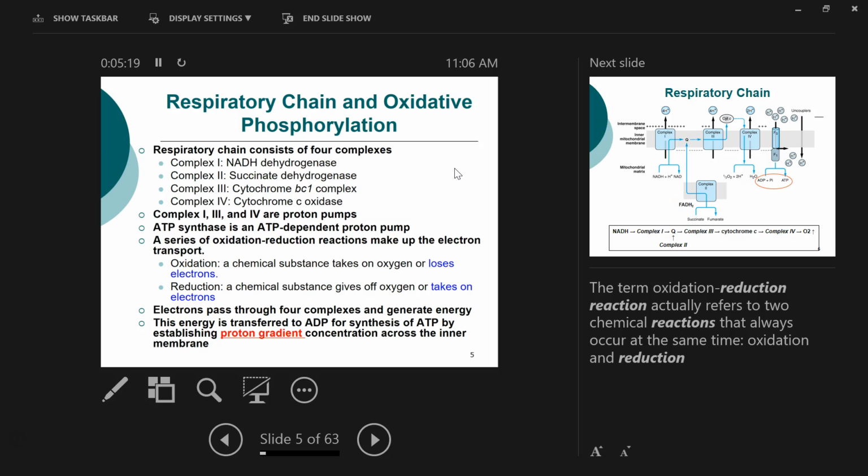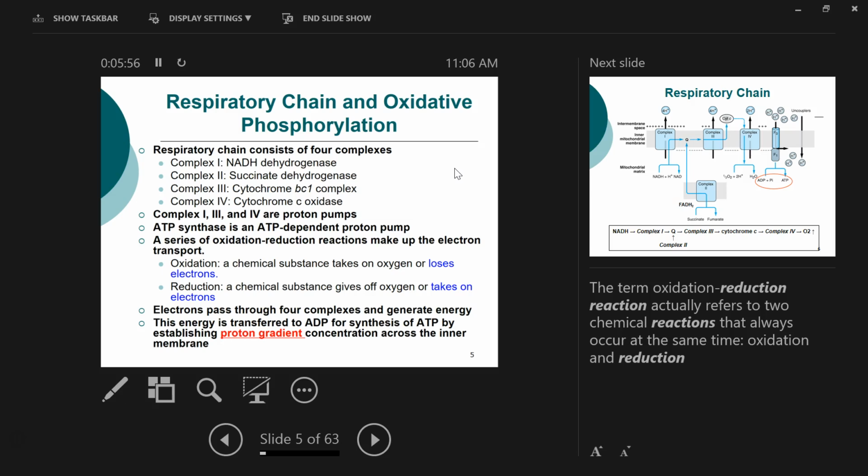So ATP synthase is also an ATP-dependent proton pump, and this ATP synthase pumps the protons in the opposite direction, from outside the inner mitochondrial membrane to inside the mitochondria. So you reduce the proton concentration across the inner membrane. Then you can release the energy and transfer it to ADP molecules, forming ATP.